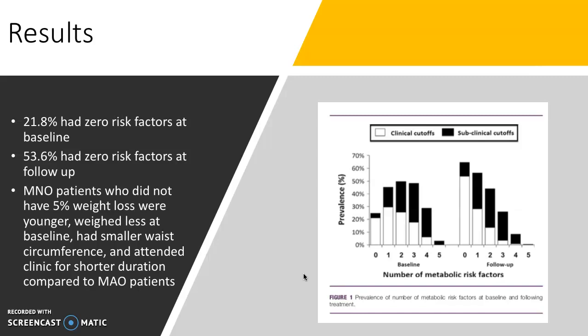So this kind of shows that possibly those that didn't achieve that 5% weight loss and were still metabolically normal might just be younger, they might weigh a little less. So kind of looking at that theory that they're more likely to develop risk factors in the future. 41.5% of metabolically normal obese adults did attain a 5% weight loss in this study.